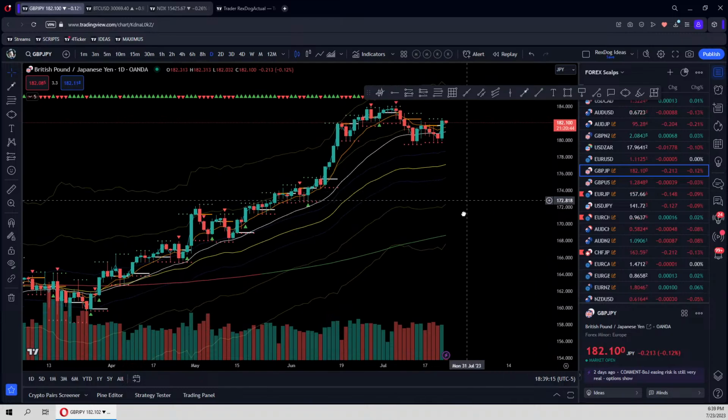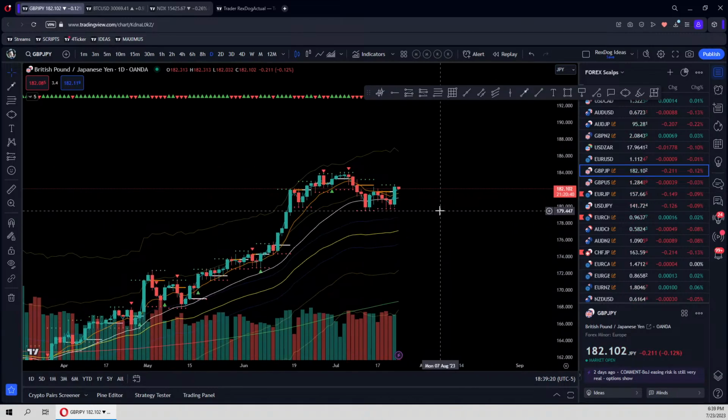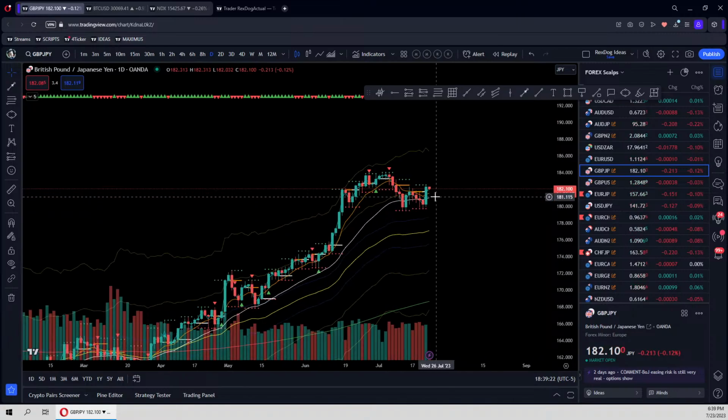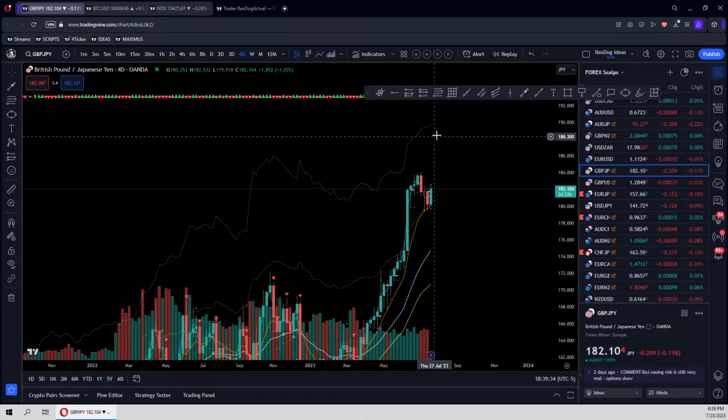GBP, British pound against the Japanese yen. That's holding strong. Daily is holding the momentum. It's bias and momentum long. So really, you're looking to be a buyer at this range. You've got the weekly level here that it's playing around with at 182.599. But at this point in time, it looks like this 4-day level is key.